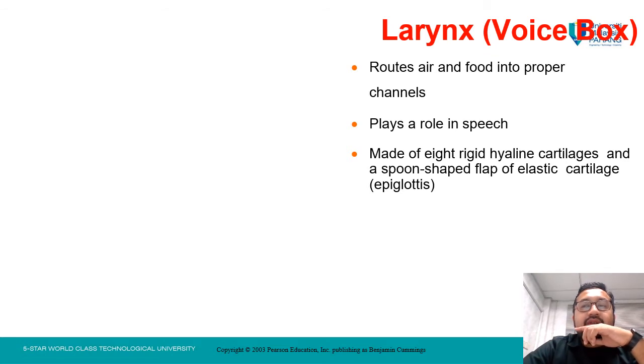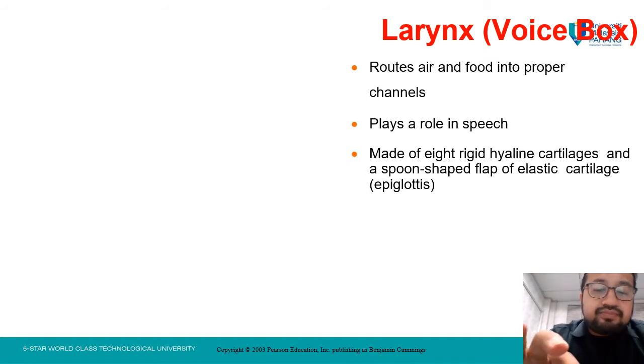So it is very important for the epiglottis, in its function, to control speech and the proper channel of food and air.